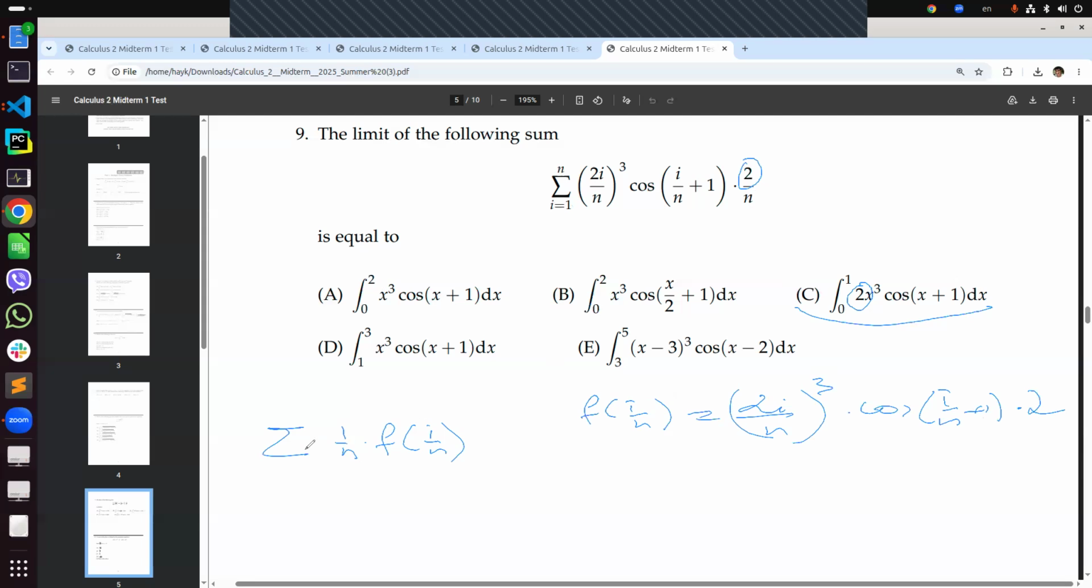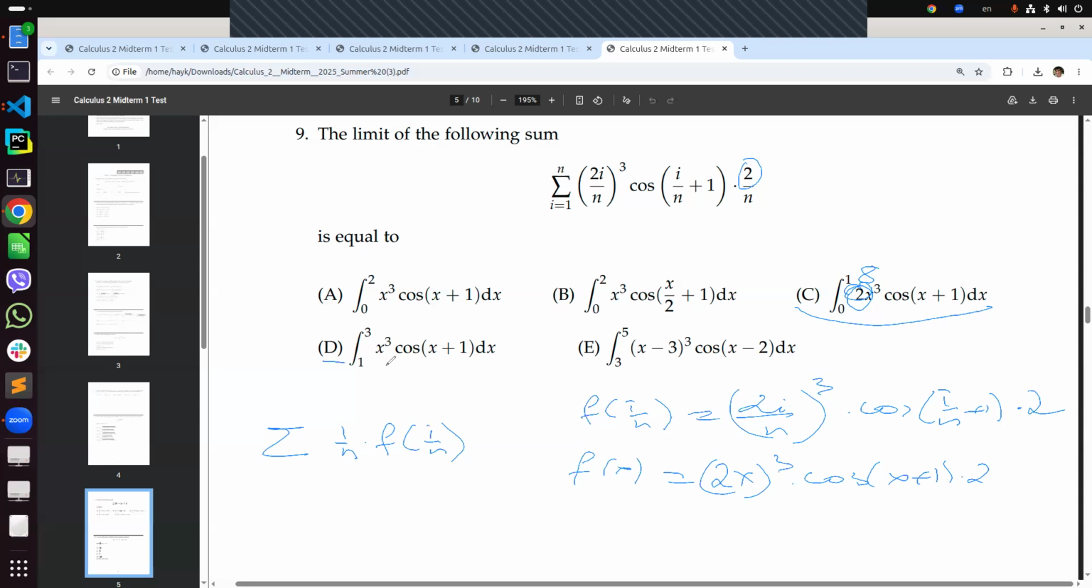1 over n is 1 over n. Everything else is f of i over n. So in this case, what is f of x? f of x will be, since 2i over n is 2x, so 2x cubed times cosine x plus 1 times 2. So here it is not the correct answer B, since we have 2, not 8. It should be 8 to get the correct answer.